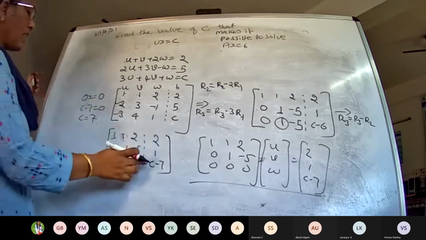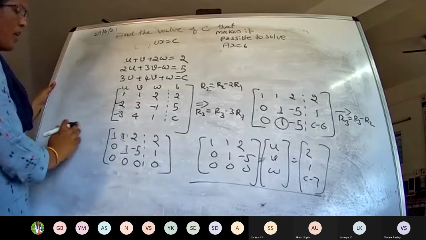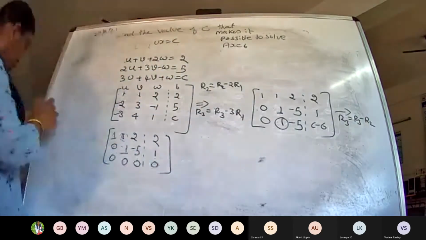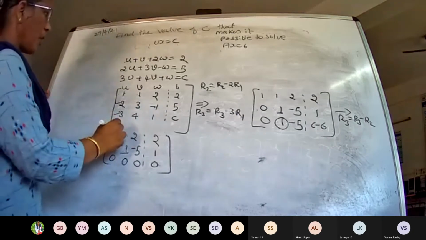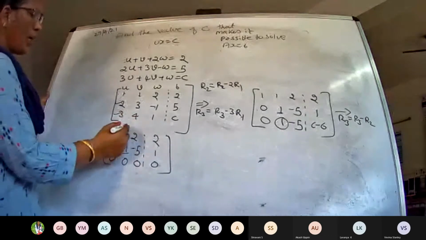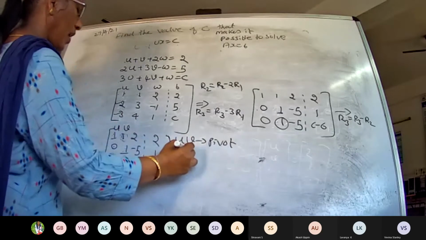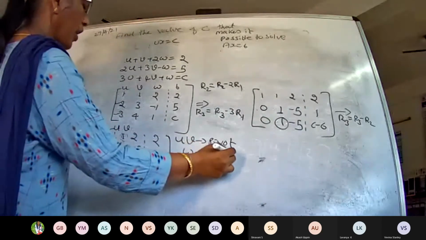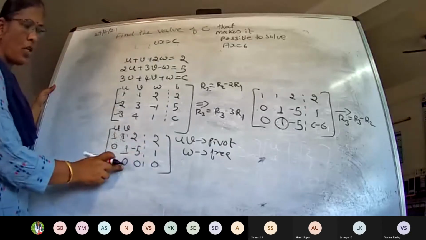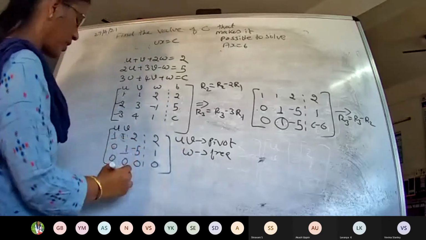So if I am solving this, let this C be equal to 7, and if I substitute that, what will be the complete solution for these equations? See, what are the pivot elements? U is a pivot element, V is a pivot element, and W is a free variable. See, U and V are pivot variables, and W is a free variable. If you get one free variable, that is at least one row which is all zeros, then you get infinite number of solutions.